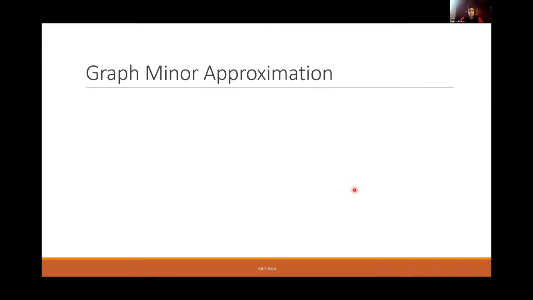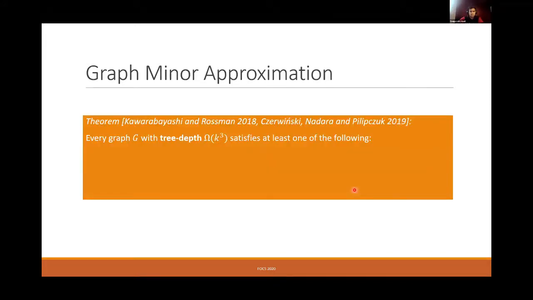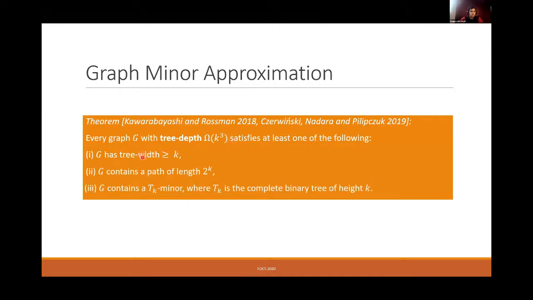So how is this helpful? Well, we have this graph minor approximation theorem for tree depth. What that tells us is that any graph that has tree depth at least k cubed satisfies one of these three: either the tree width itself is large, or it contains a long path, or it contains T_k, the complete binary tree of height k, as a minor.